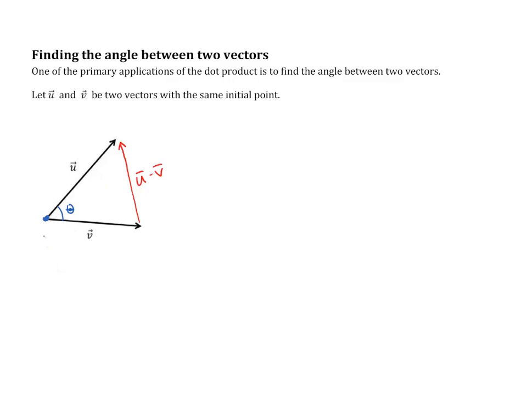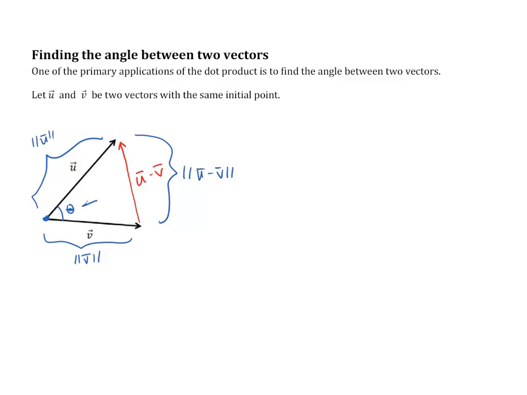Now, with that being done, the point now is we've got a triangle. A triangle where the length of this side right here is the magnitude of v, the length of this side right here is the magnitude of u, and the length of this side, of course, is the magnitude of u minus v.